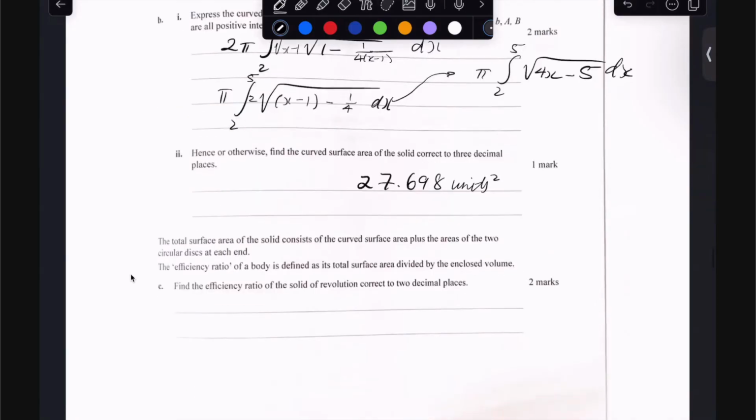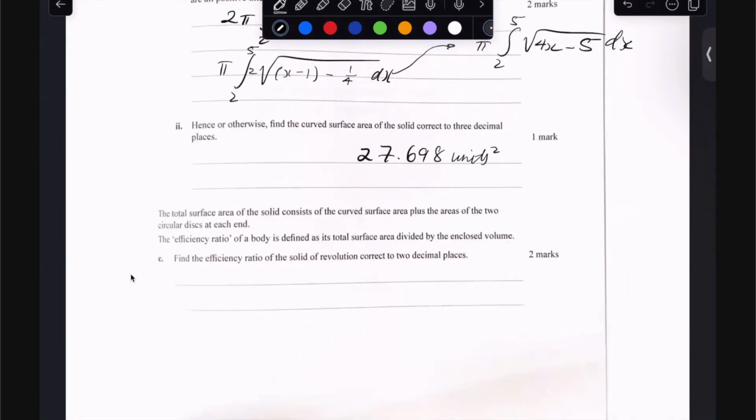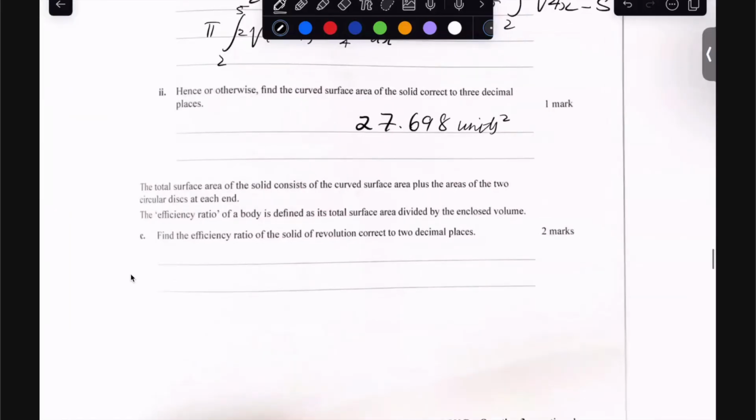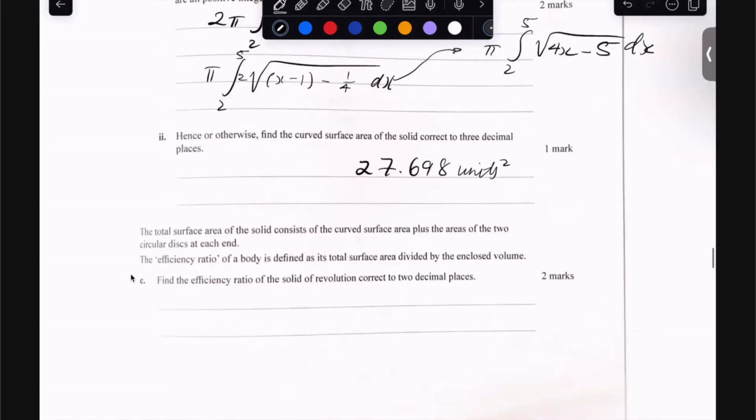The total surface area of the solid consists of the curved surface area plus the areas of the 2 circular discs at each end. Yes, we know that. The efficiency ratio of a body is defined as its total surface area divided by the enclosed volume. Find the efficiency ratio of the solid of revolution correct to 2 decimal places. So it's this.